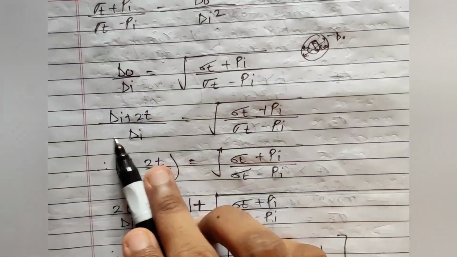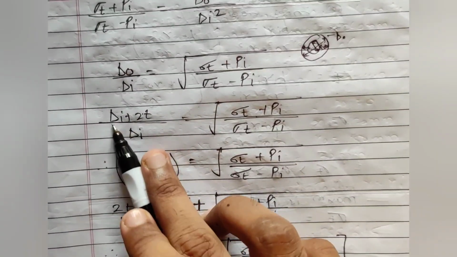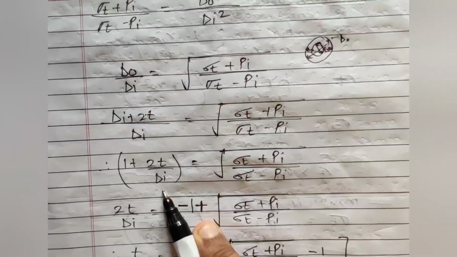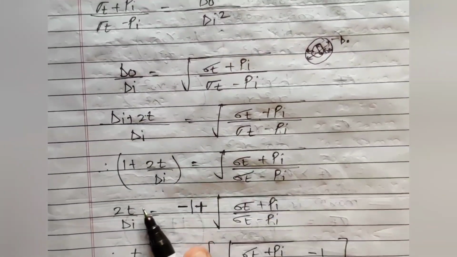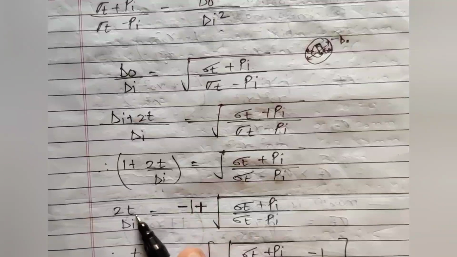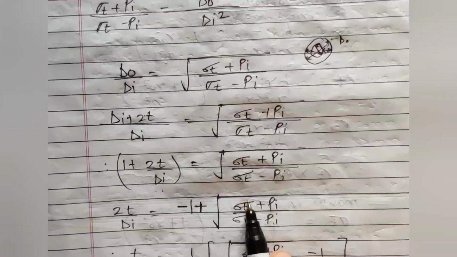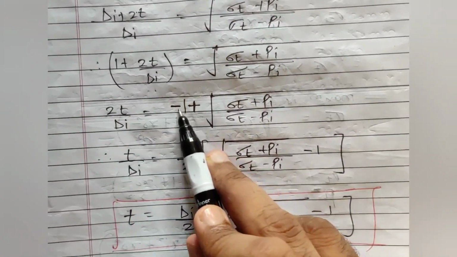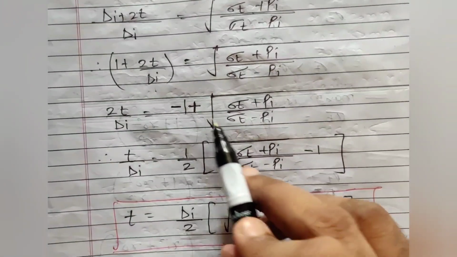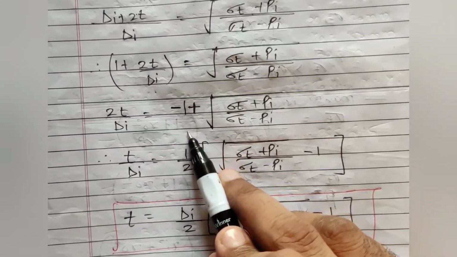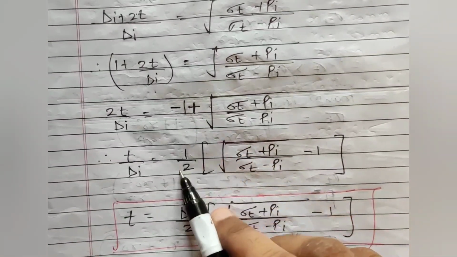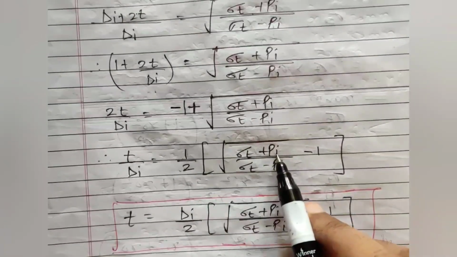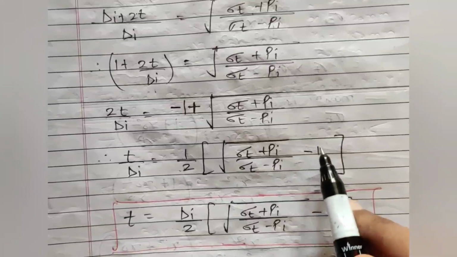Now we have segregated these two terms, so di/di will be 1, and this will be 2t/di. So 1 + 2t/di. We can shift this 1 to the other side, so on shifting the 1 it will become minus 1 here. So 2t/di will be equal to minus 1 plus this term, or I can write t/di, this 2 also will shift, so it will be 1/2 on this side and 1/2 here also. So that 1/2 we have taken common, and what you get is this term, half of the square root of (sigma_t + Pi)/(sigma_t - Pi) minus 1.